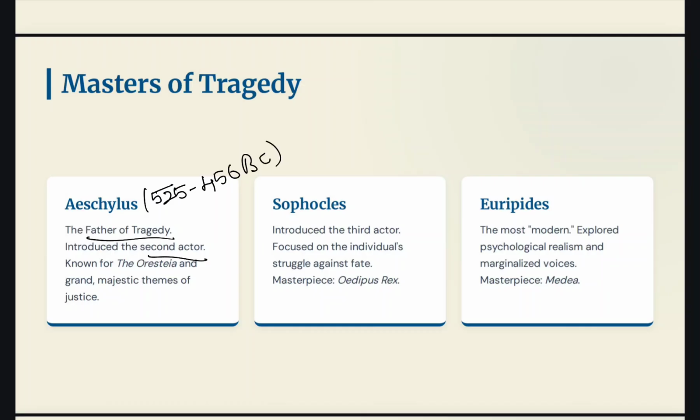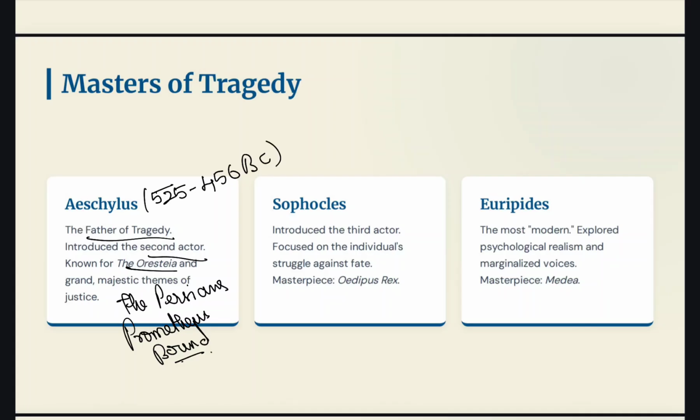His famous works are Oresteia, the Persians, and Prometheus Bound. Come on, say who introduced the second character? Yes, it is Aeschylus. So just remember, Aeschylus equals addition, who added the second character.